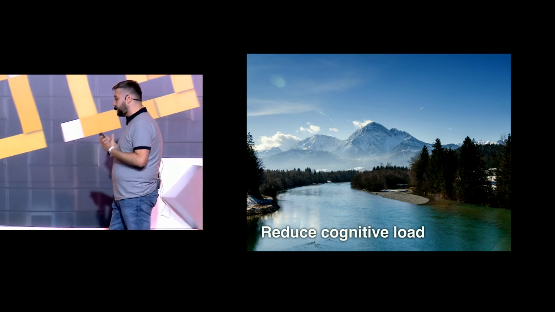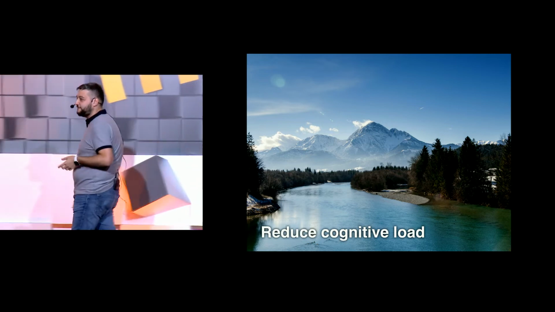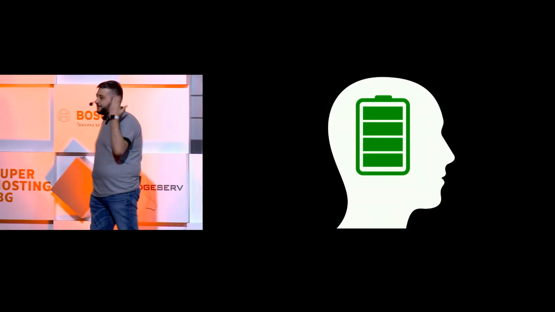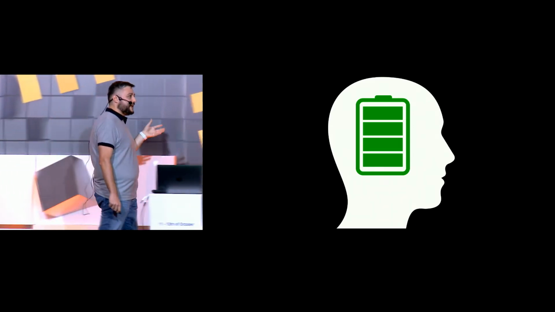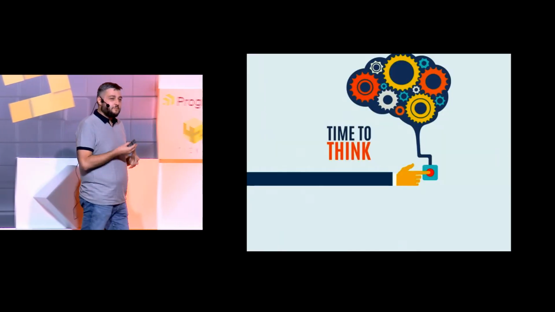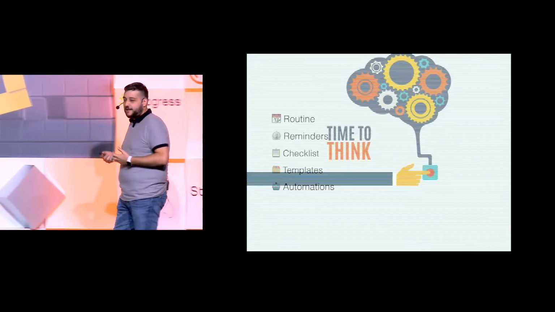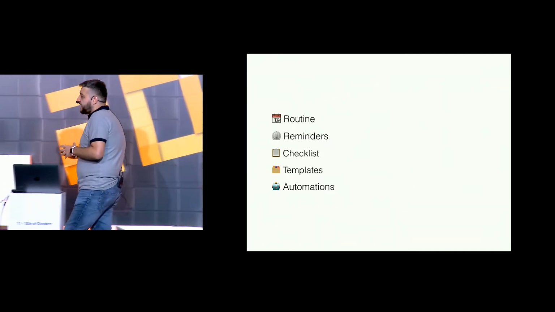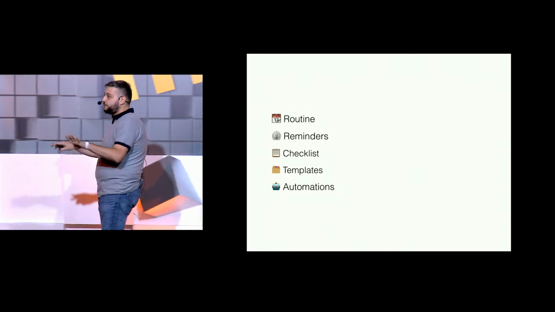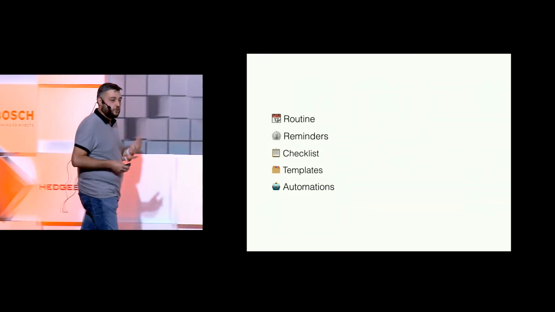The next thing I'm focusing on is reducing my cognitive load. My brain is not infinite, unfortunately. I have a battery in my head. Think about that. Every time I do stuff with my head, it takes my energy, and I need time to think. I think most of us, if we just do stuff, don't have enough time to think. The way I handle cognitive load is I try to remove stuff from my head, and I do that with these 5 things.